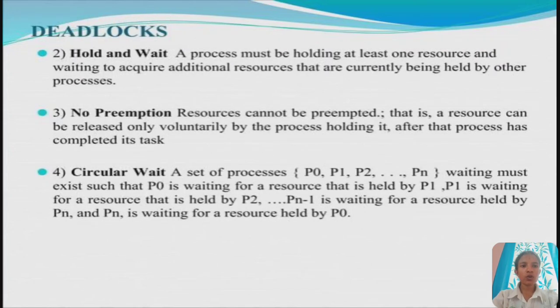Hold and wait. A process must be holding at least one resource and waiting to acquire additional resources that are currently being held by other processes. No preemption. A resource cannot be preempted, that is, a resource can be released only voluntarily by the process holding it after that process has completed its task. Circular wait. A set of processes P0, P1, P2 and Pn must exist such that P0 is waiting for a resource that is held by P1, P1 is waiting for a resource held by P2, Pn minus 1 is waiting for a resource held by Pn, and Pn is waiting for a resource held by P0.